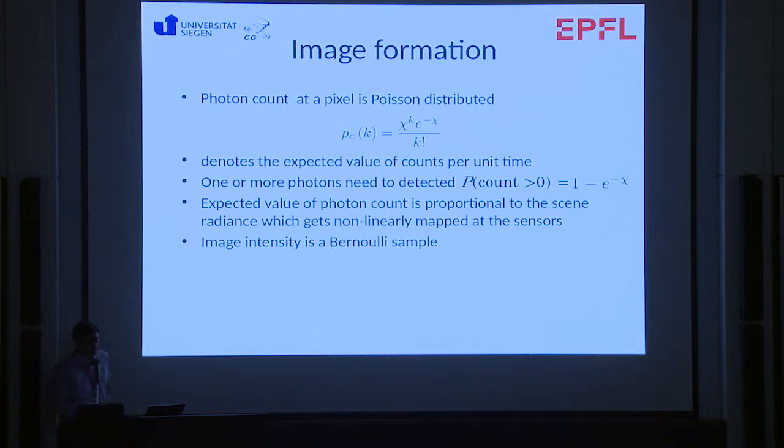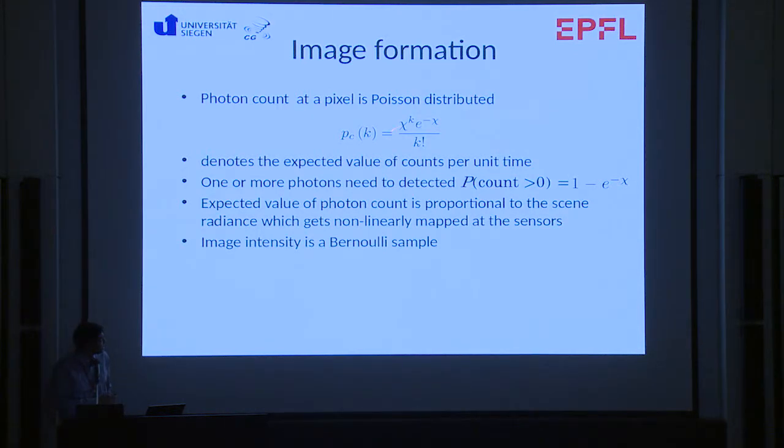So just some closer details about the image formation process. The photon arrival is considered to be a Poisson distribution. The number of photons arriving per unit time and getting detected can be modeled using a Poisson distribution, considering the dark counts and all the other factors. And the parameter chi denotes the expected value of photon counts.